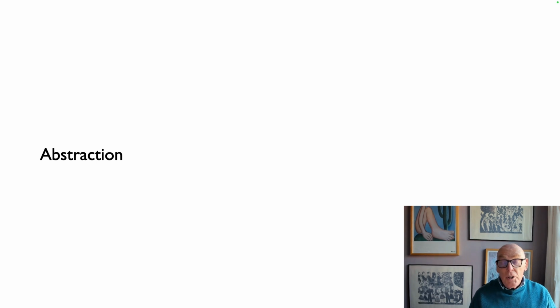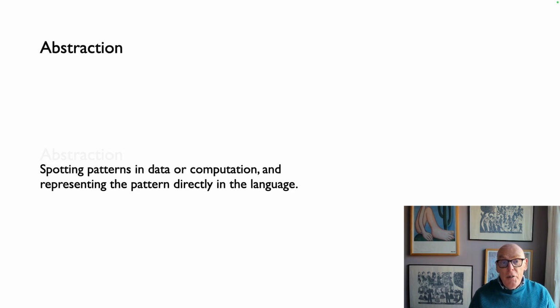In this block, I want to talk about abstraction and the way that is reflected in some of the standard type classes of Haskell. If you remember, we talked about abstraction as a question of spotting a pattern, maybe in some data or maybe in a computation, and representing it directly as an object, as something in the language, an artifact in the language.